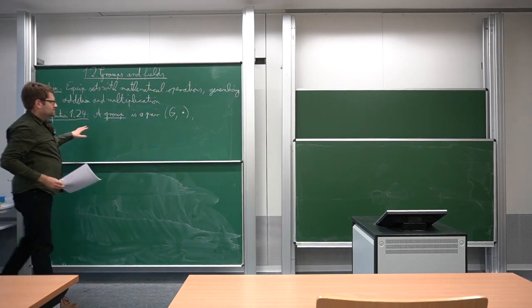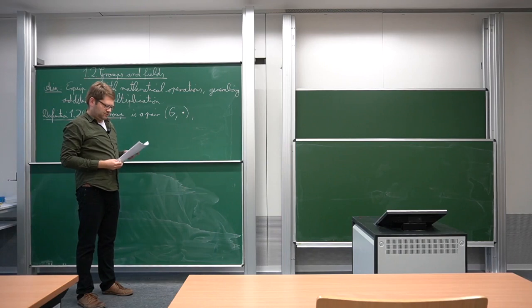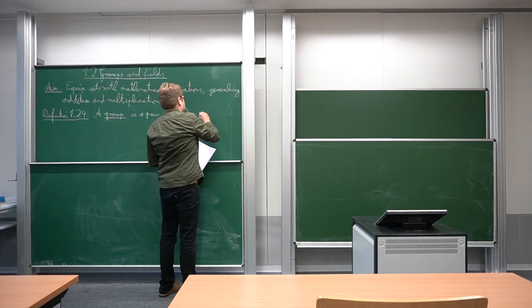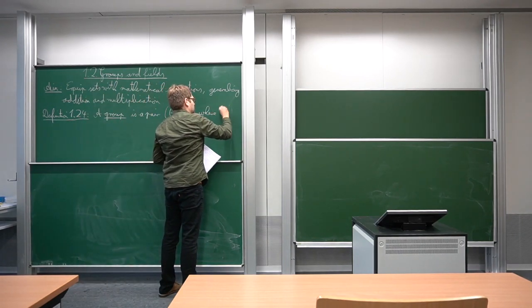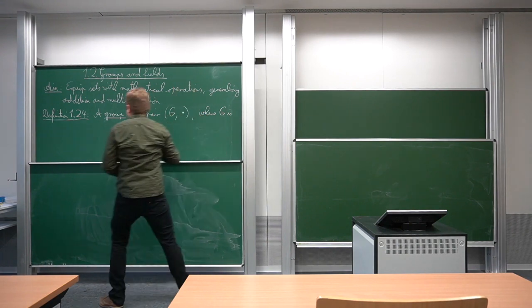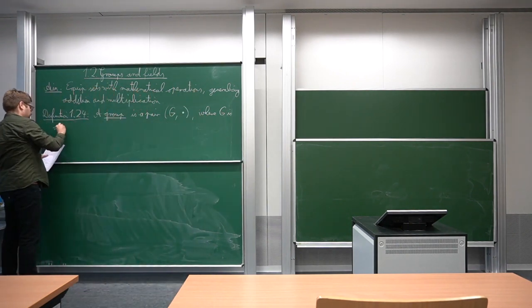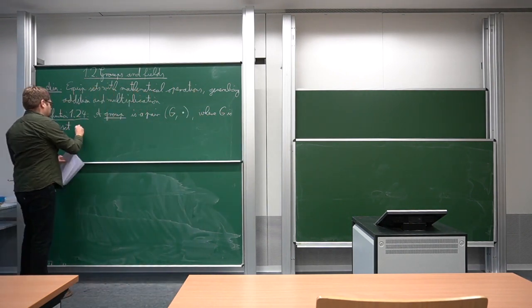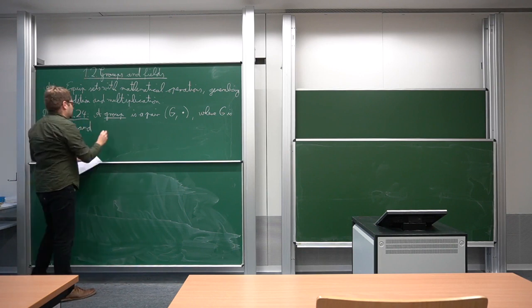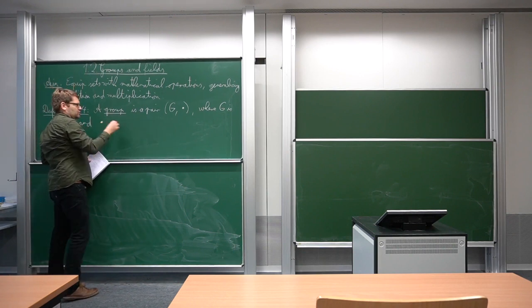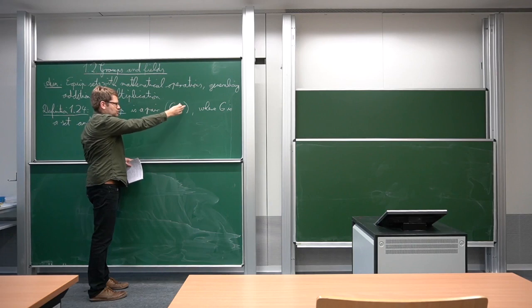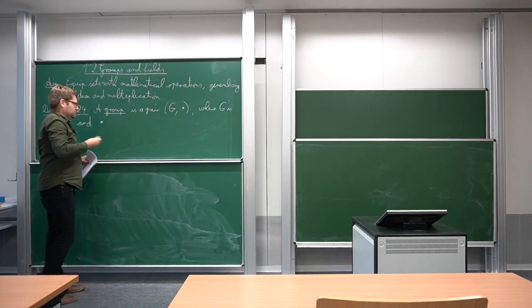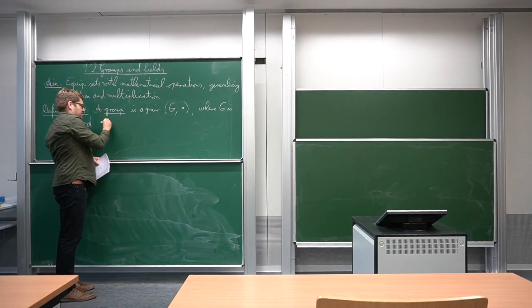We have a group as a pair, G and dot, where, very simple, G is just a set. And the dot is a map. This, of course, should kind of formally generalize multiplication dot. This is why I called it this way. I could also call this differently. And what does multiplication do?